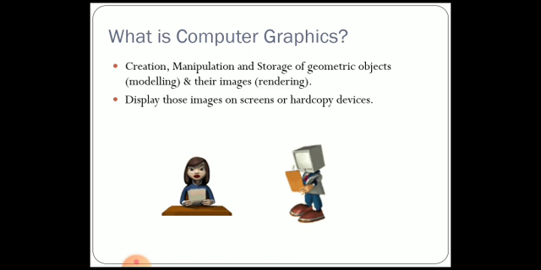Now you can see here: creation, manipulation, and storage of geometric objects and their images, and display of those images on screen or hard copy devices. So basically, whatever image you create, whatever object you model, if you're doing that with the help of a computer, manipulating those objects with the help of the computer, or storing that object in a systematic form in a computer system, then we can term it as computer graphics.